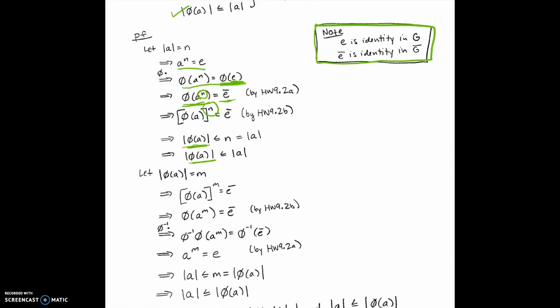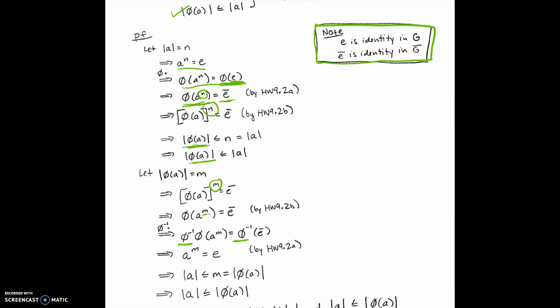All right, so let the order of phi of a equal m. So we know that that means phi of a to the m equals e bar. So we know that by 9.2b, we can put the exponent inside of phi. So we apply inverse phi to both sides of the equation. So that means that we get a to the m equals e.